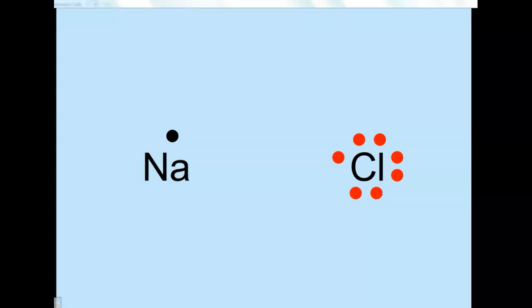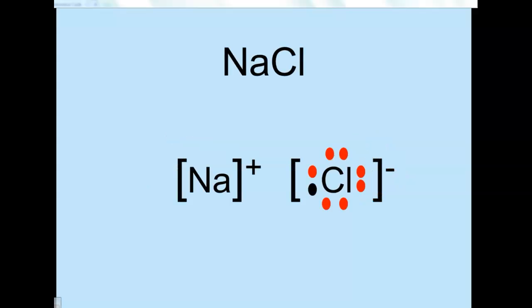Sodium wants to lose 1 to look like neon, and chlorine wants to gain 1 to look like argon. So we'll just have the sodium move it over. And now I have a positive sodium ion and a negative chloride ion, because chlorine gained that negative electron. Plus 1 and minus 1, that's 0. We're done. Life is good. That's 1 of each. And the formula's up there at the top, NaCl.